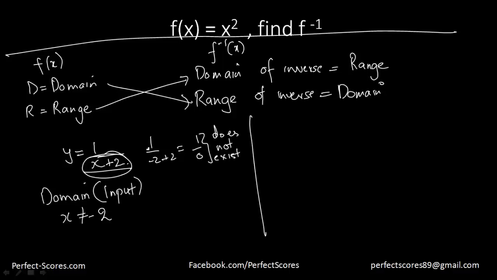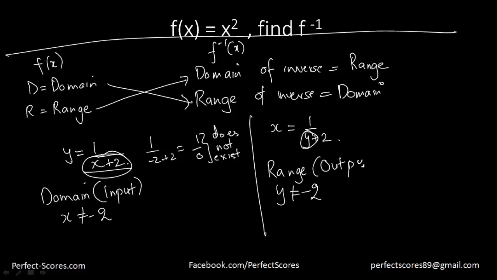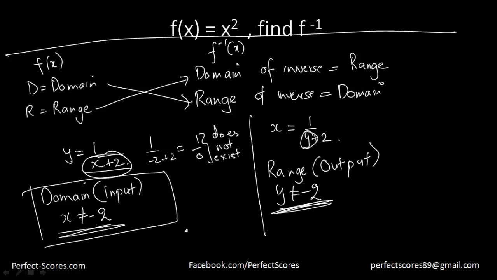Now, let's suppose I find the inverse. What I do is I say x is equal to 1 over y plus 2. Here y can't take a value negative 2, as you can clearly see. That means in the range, that is the value of output, y can't take a value negative 2. Here x couldn't take a value negative 2, and here y can't take a value negative 2. That means the domain of the function is equal to the range of its inverse, and it's the other way around as well, that is the range of the function is equal to the domain of its inverse.